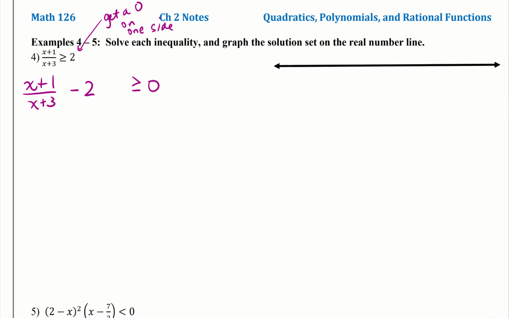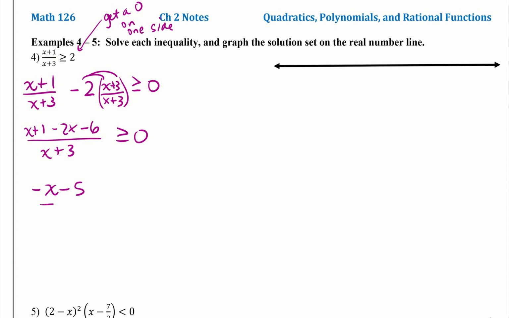Well, one of the things that we know about rational expressions is that we can only combine them if they have a common denominator. So I need this minus 2 to have a denominator of x plus 3. So I can multiply it by the form of 1, x plus 3 over itself to make that happen. What would end up then is I'd have the common denominator x plus 3. On the numerator, I'd have the x plus 1, and then I'd have minus 2x minus 6. Be careful with that minus 6. Sometimes people put plus 6. They don't attach that negative as they distribute here. So I'd end up with negative x minus 5 over x plus 3 is greater than or equal to 0.